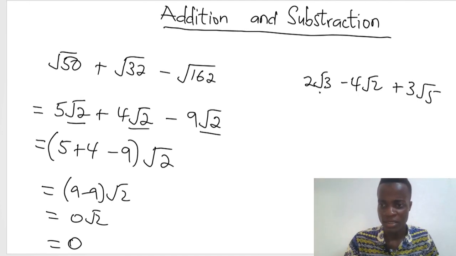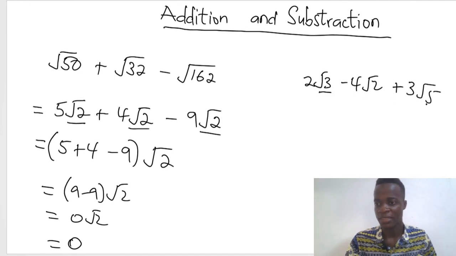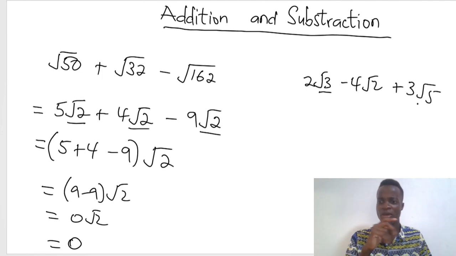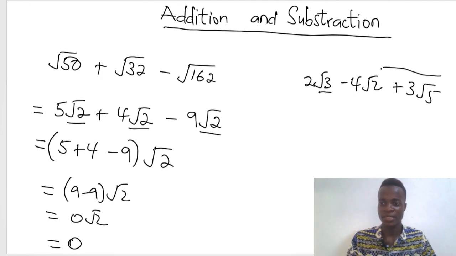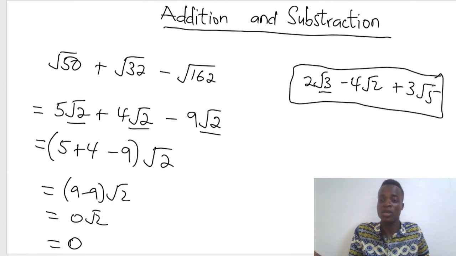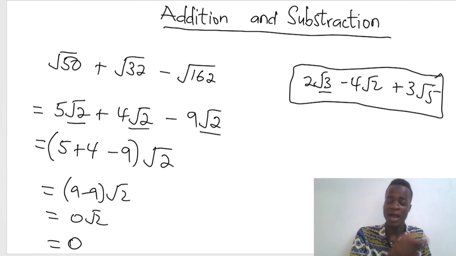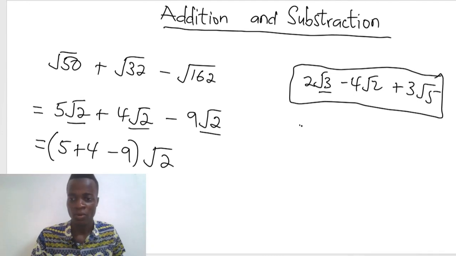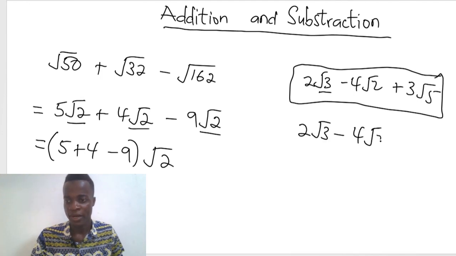So what you have to do is check if they are all the same. Oh, okay, this root 3 is not the same as any other. So we keep it like that. Root 2 is also not the same as any other, and root 5 is not the same as any other. So the answer remains as it is, because you can't add them. There's nothing you can do, because you have to follow the rules. Before you can add them, make sure the roots are the same. Once you have the same thing, you have 2 root 3 minus 4 root 3 plus 3 root 5.